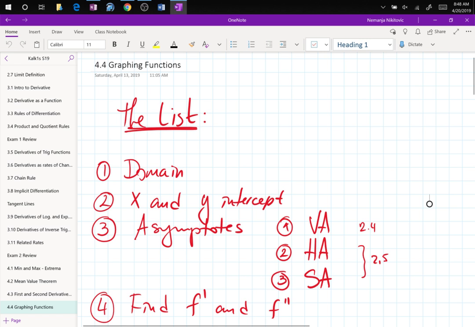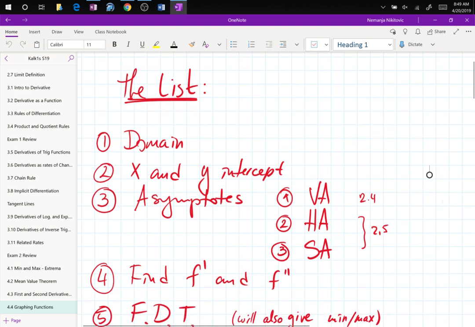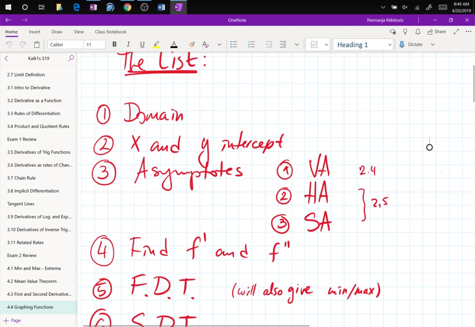You know basic functions, square root of x, ln x, e to the x, right? But now the question is, what is the graph of ln squared x plus 3? What is the graph for sine of x squared and stuff like that, right? So we can graph all of those by hand, and we first talk about the list.